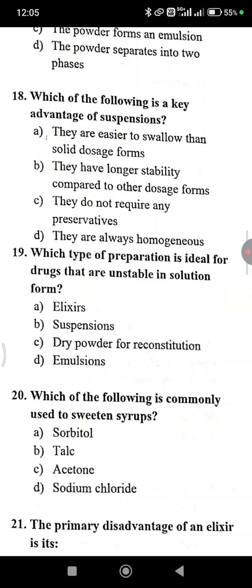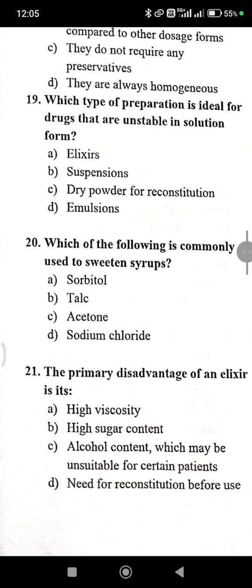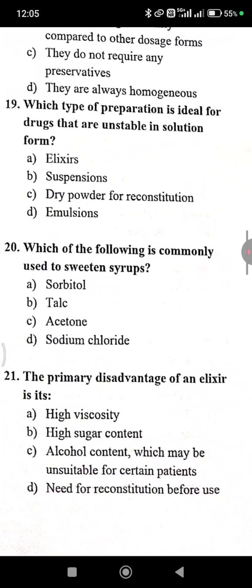Let's go to question number 20. Which of the following is commonly used to sweeten syrups? Sorbitol is the right answer. Let's discuss question number 21. The primary disadvantage of an elixir is its high viscosity, high sugar content, alcohol content, which may be unsuitable for certain patients, or need for reconstitution before use. The answer is option C, alcohol content, which may be unsuitable for certain patients.